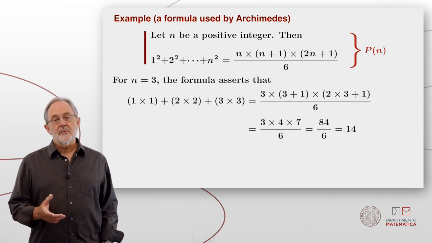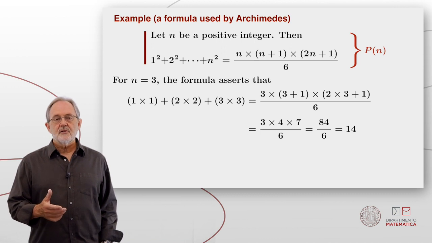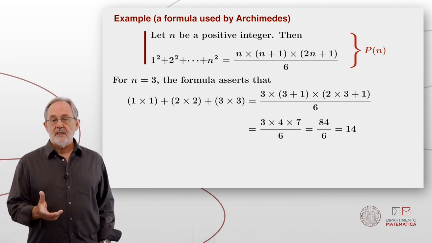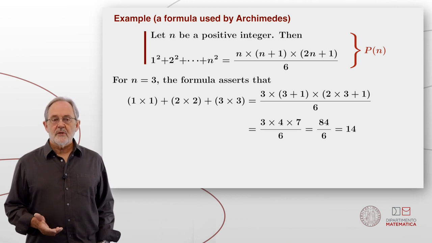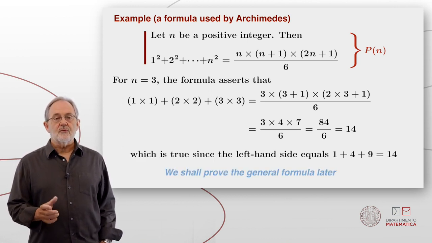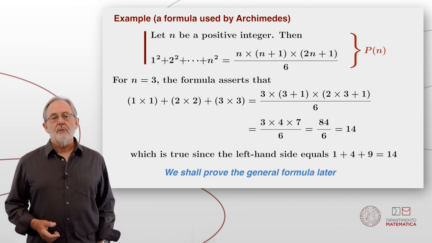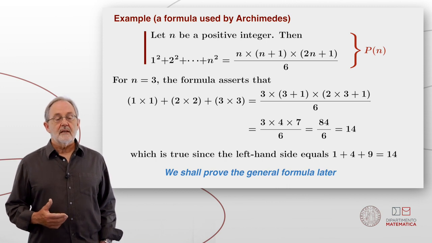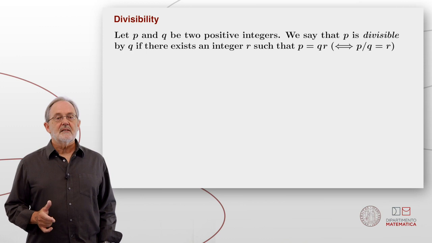Let's check it for n equals 3, for example. In that case, the formula asserts that the sum of the first 3 squares is equal to a certain expression which I've obtained by replacing n by 3 in the general formula. You work out what it gives you and you get 14. So that shows the formula is true for n equals 3, because the left side is the sum of 1 plus 4 plus 9, which is indeed 14. Now we're going to prove the general formula later on. But first, let's discuss divisibility.